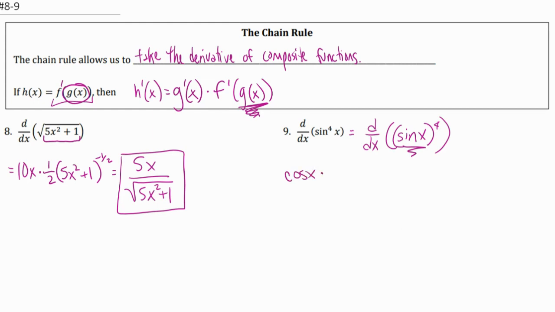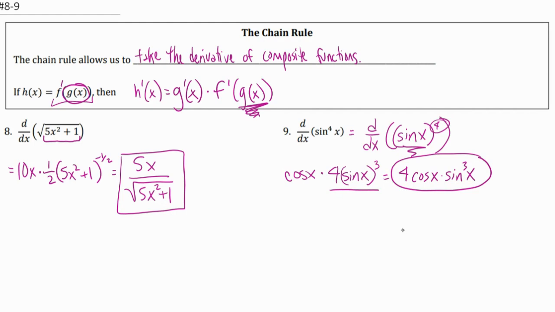Take the derivative of the inside, then multiply it by the derivative of the outside with the inside still plugged in. So then the derivative of something to the 4th power is 4 something to the 3rd power using the power rule. And then I can simplify that just to be like 4 cosine x times sine cubed of x. Okay, so again, it's the derivative of the inside times the derivative of the outside with the inside still plugged in.